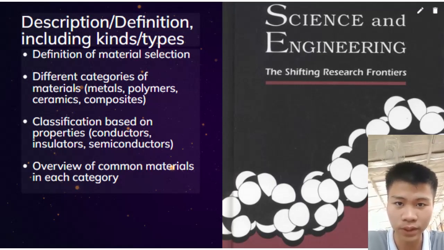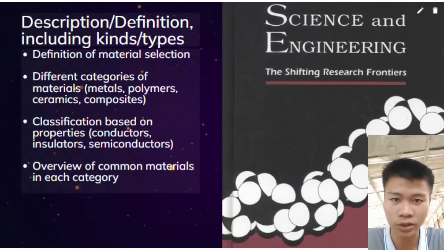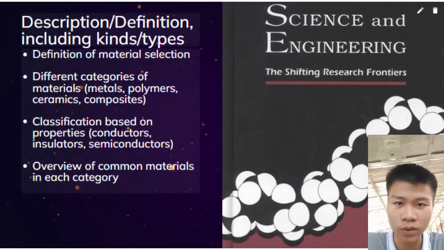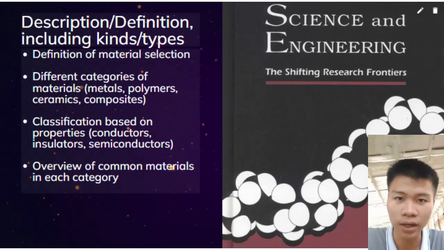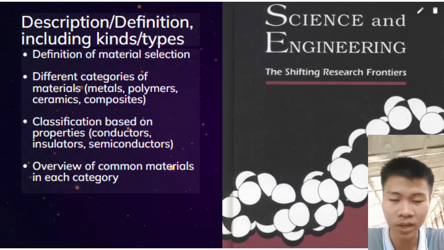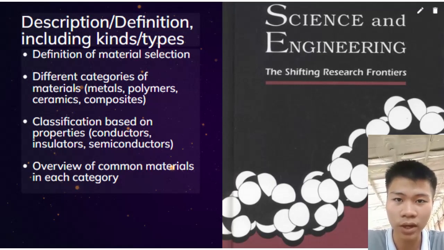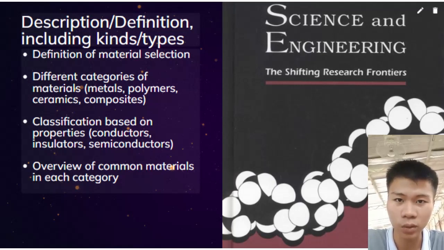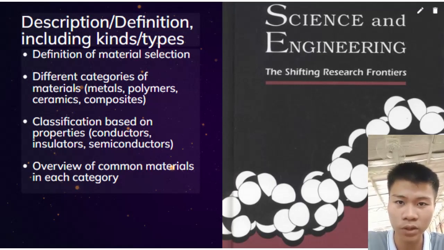on their specific properties and performance characteristics. This strategic decision-making ensures that the selected materials align with the intended purpose of the final product, considering factors like mechanical strength, thermal conductivity, cost-effectiveness, and environmental impact. Materials can be broadly categorized into metals, polymers, ceramics, and composites, each possessing unique attributes that influence their applications.